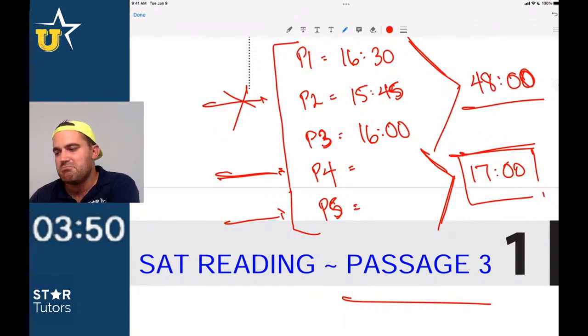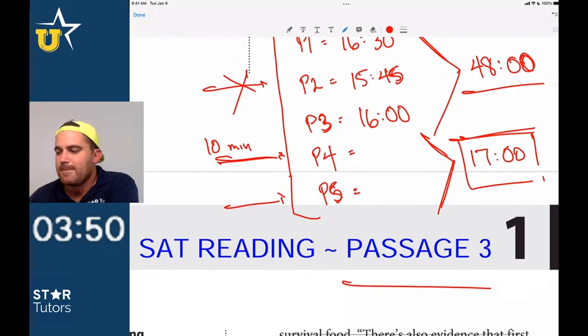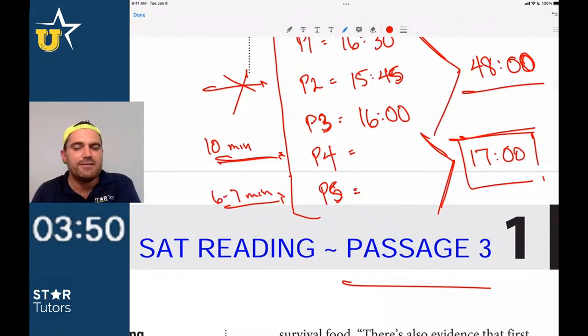But let's just say passage number 4 takes me 10 minutes, or 11 minutes. That would leave me with 6 to 7 minutes left at the end. If I have 6 to 7 minutes, does everybody see that if I'm accurate all the way through, at this point in the test, I would be at maybe 42 out of 52, something like that.